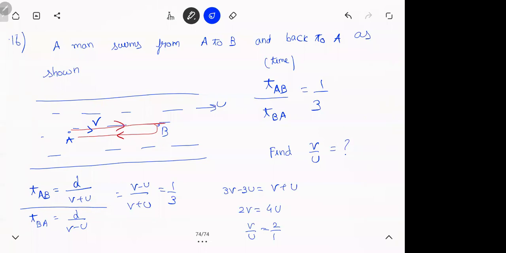Okay, next thing. Case 2: shortest distance while crossing the river. Meaning the man wants to cross the river in the shortest distance.